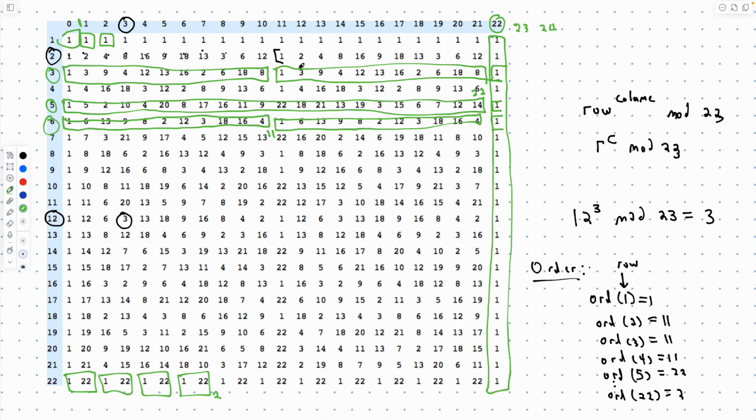So some of these numbers hit a 1 sooner, but you're at least going to make it all the way to the end. Then you're definitely going to hit a 1. And when you hit a 1, you're going to wrap. So the biggest order that we can see is 22. We're never going to have an order that's bigger than 22 if we're working mod 23. Does that make sense? Questions about that?